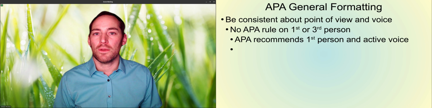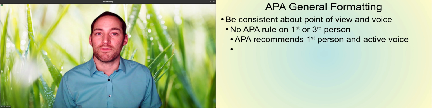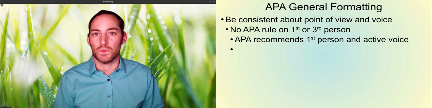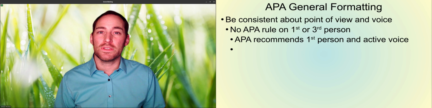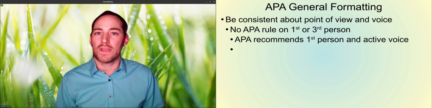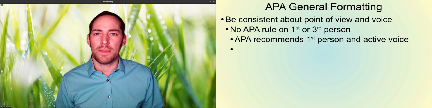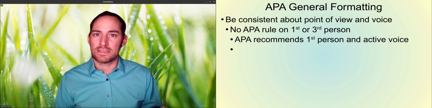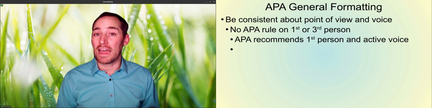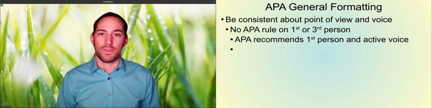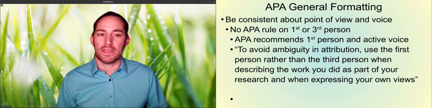So APA recommends first person and active voice, but it isn't a hard and fast rule. There are times third person can make it a little more confusing or a little more wordy, and a lot of APA's new rules in version 7 focus on being concise, consistent, to the point, not very wordy. So first person and active voice can really help with that. I'll give some examples of that in a minute.